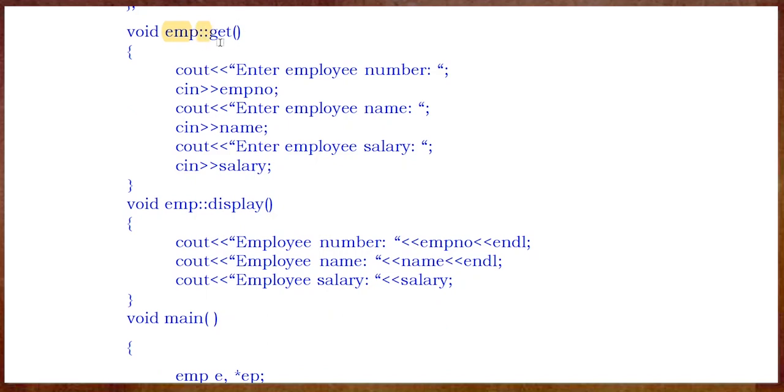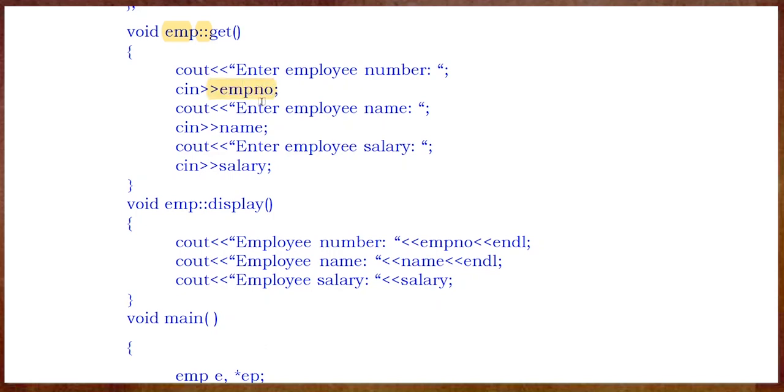That is to inform this function: the get function is a member function that belongs to the class EMP. It doesn't return anything. So we input, enter employee number. So we input the employee number.